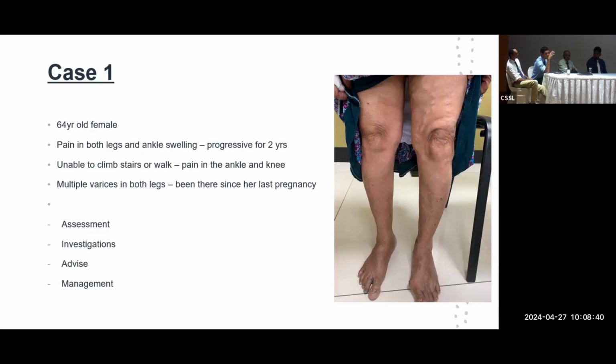So especially in females, they have osteoarthritis, elderly females, obese, elderly and female. They have osteoarthritis, and that is the commonest etiology for the lower limb pain in this patient group.